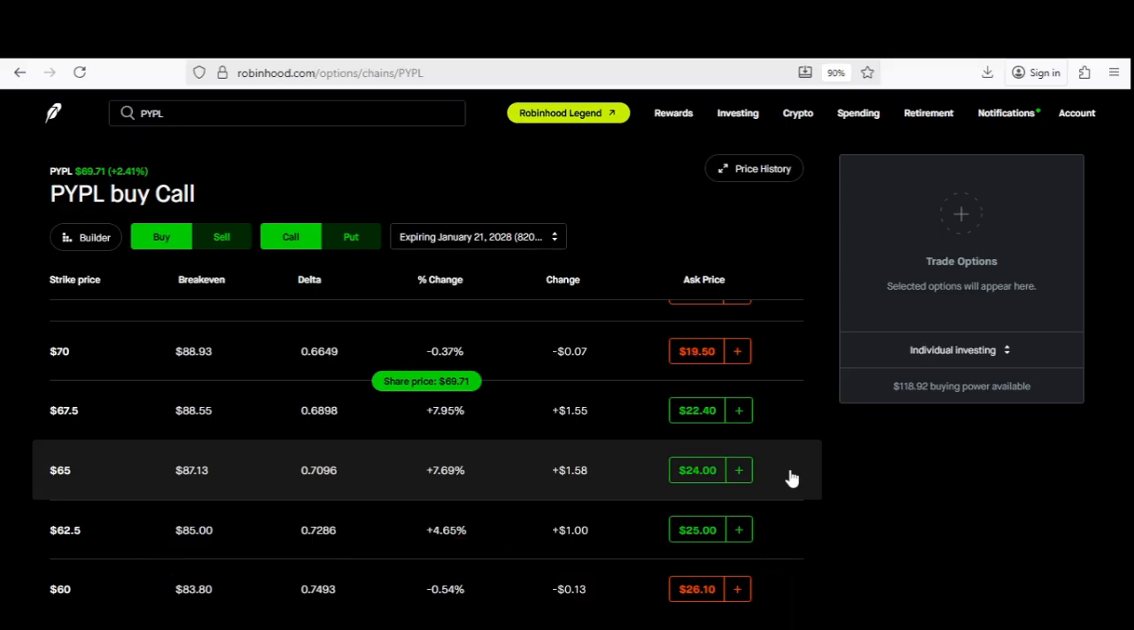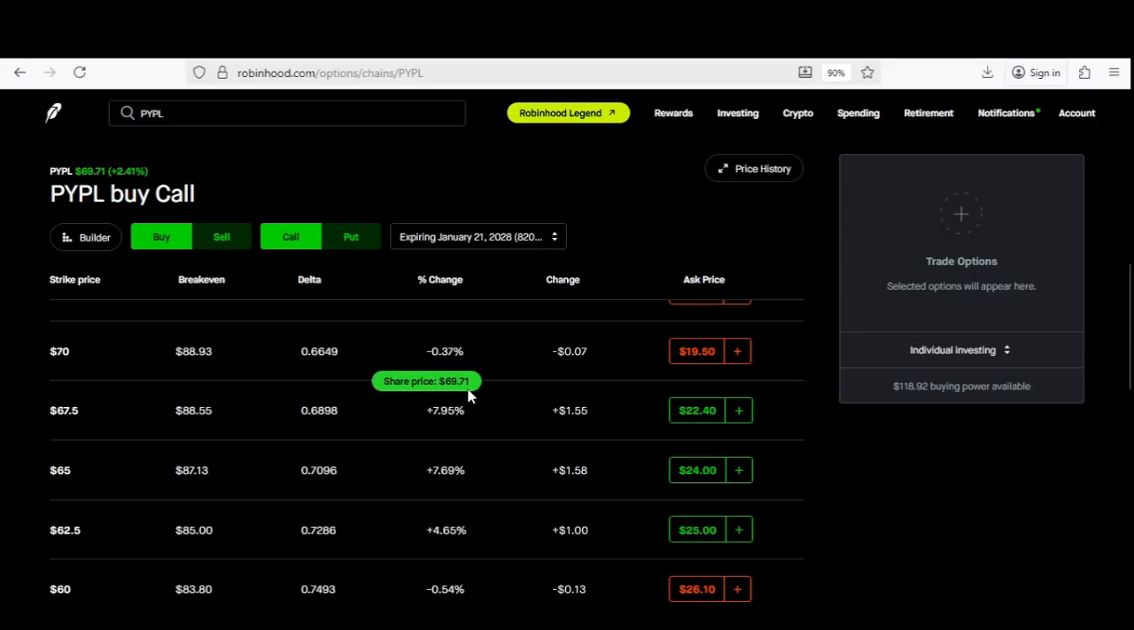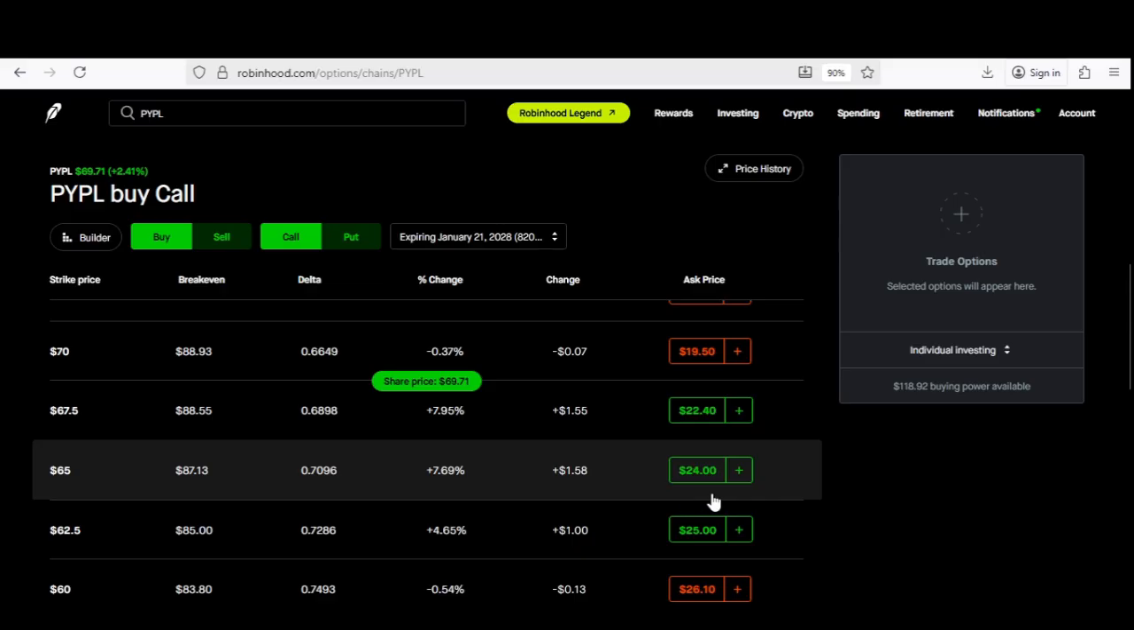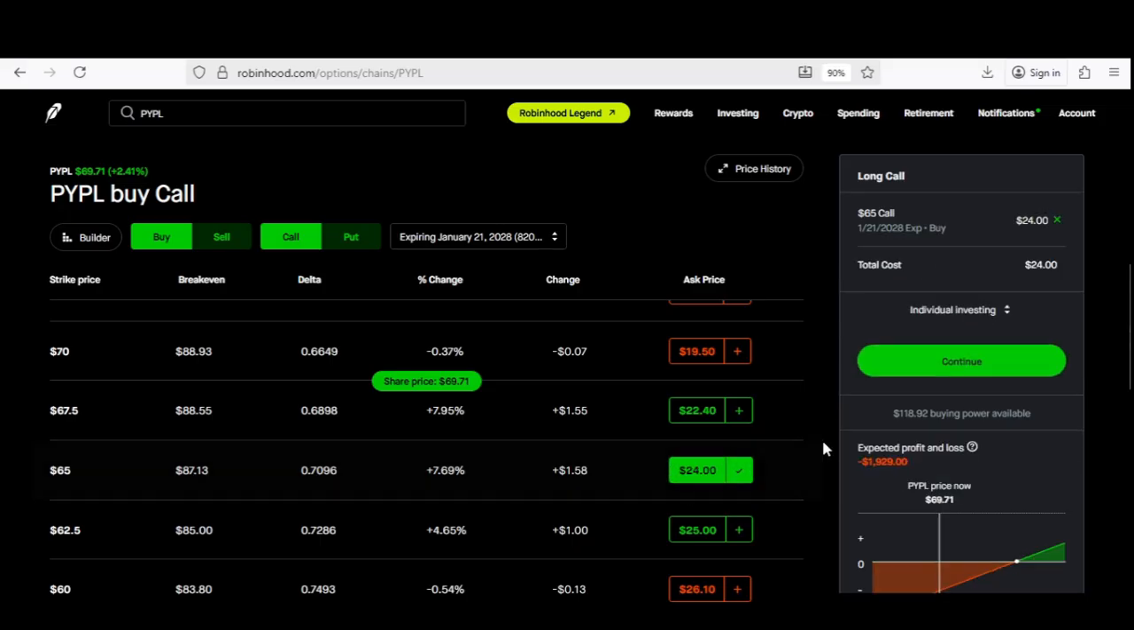The reason why I like the price so much is that the price represents a 30% discount if you had to buy the share price outright. If you were to buy 100 shares of PayPal right now, it would cost you around $6,900, which is going to be $69 per share multiplied by 100 shares. By using this option strategy, which is known as the LEAPS option strategy, you're now going to be able to control that same 100 shares of PayPal for 30% less of value. Hence, I chose the $65 price where I'm only paying $24.